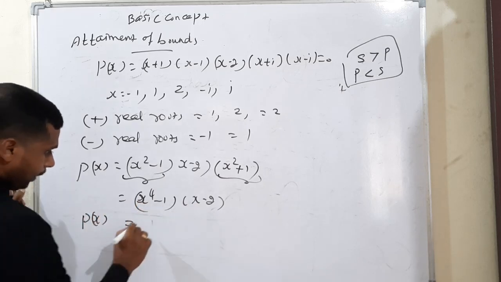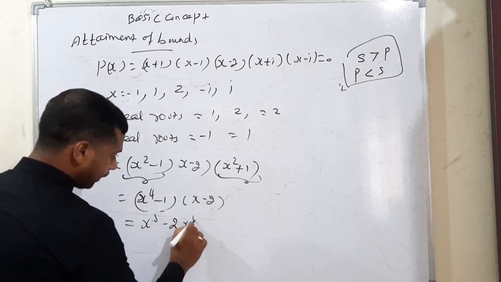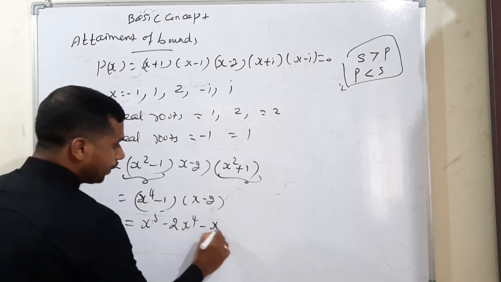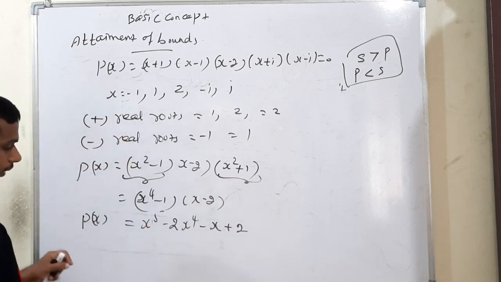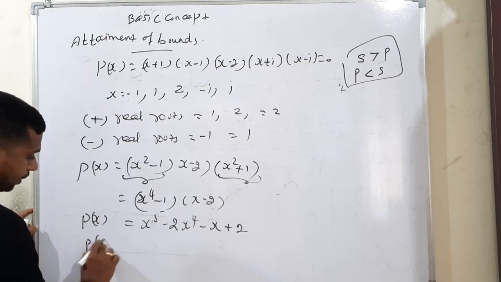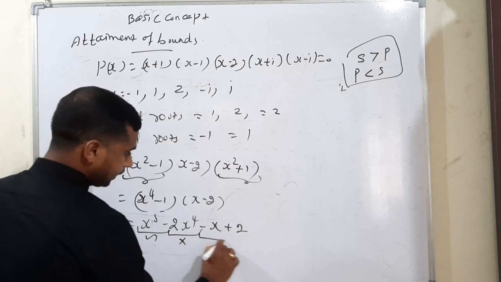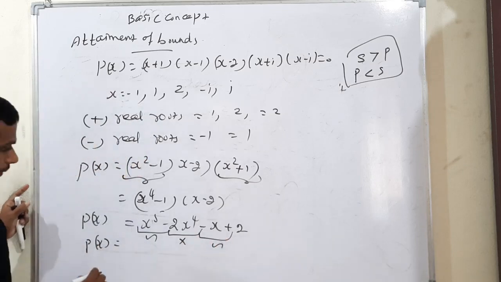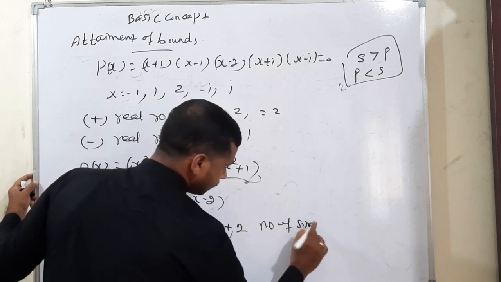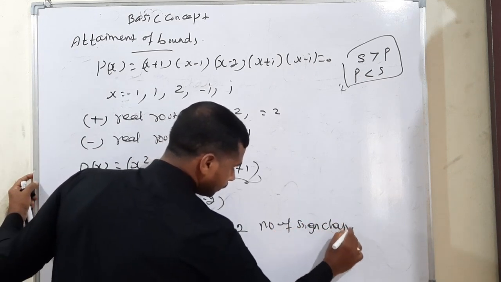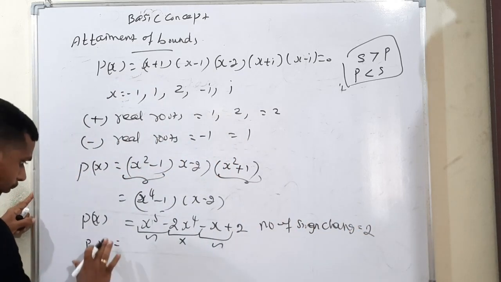x power 4 into x means x to the power 5, minus 2 into x to the power 4 means minus 2x to the power 4, minus 1 into x means minus x, therefore minus into minus plus 2. Now we can check it, the number of sign changes. P of positive x: positive to negative, 1 sign change; negative to negative, no sign change; negative to positive, 1 sign change. So the number of sign changes is only 2, isn't it?